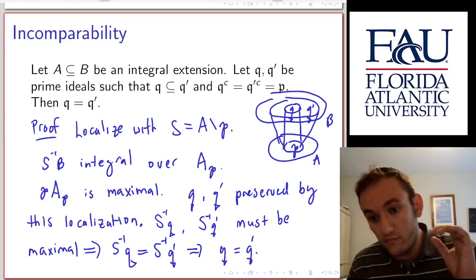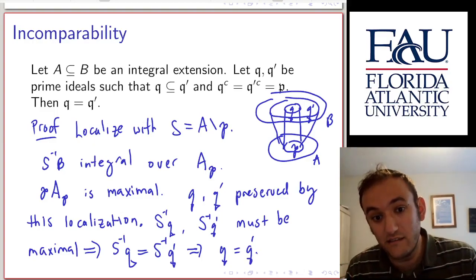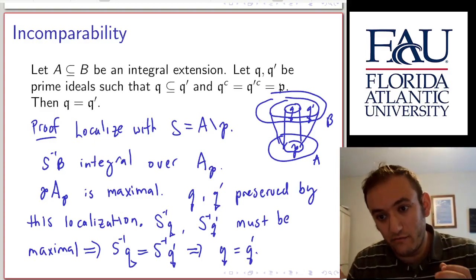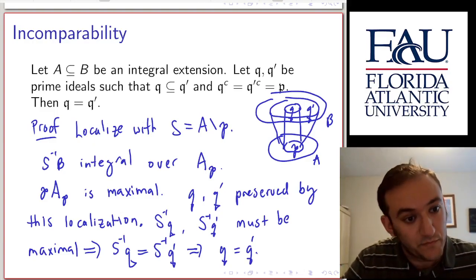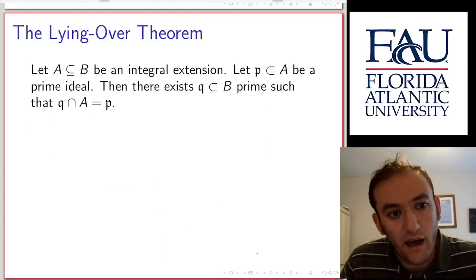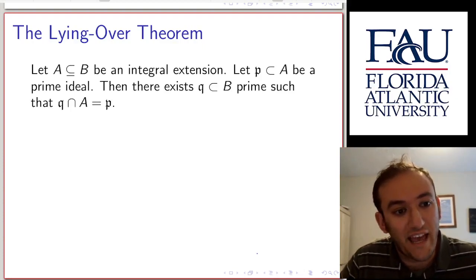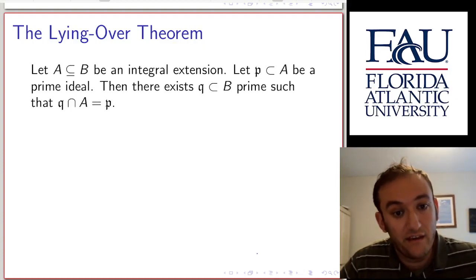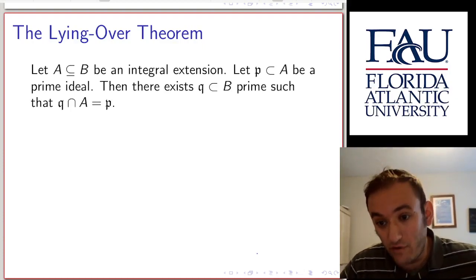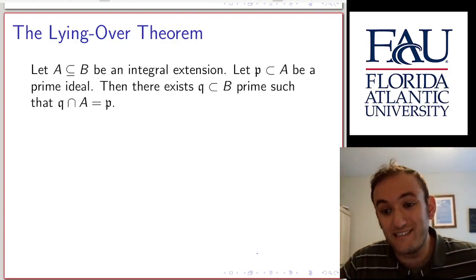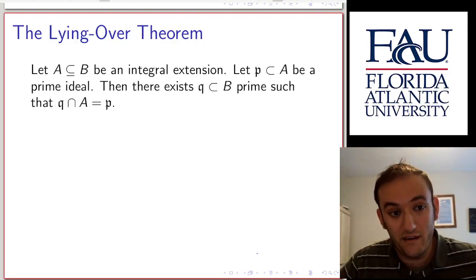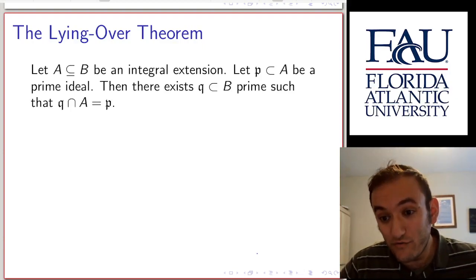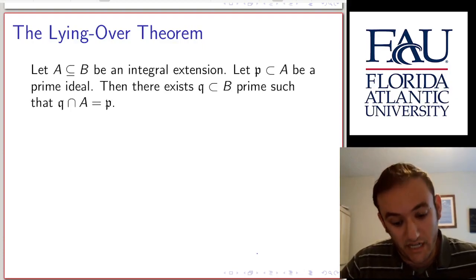If you have two distinct prime ideals that sit over the same ideal in an integral extension, they can't be compared. One can't be contained in the other. And now we get to the Lying Over theorem. Let A contained in B be an integral extension, and let P be a prime ideal of A. Then there exists a Q in B prime such that Q intersect A is equal to P. Okay? So we have a prime ideal lying over the prime ideal that we're interested in.